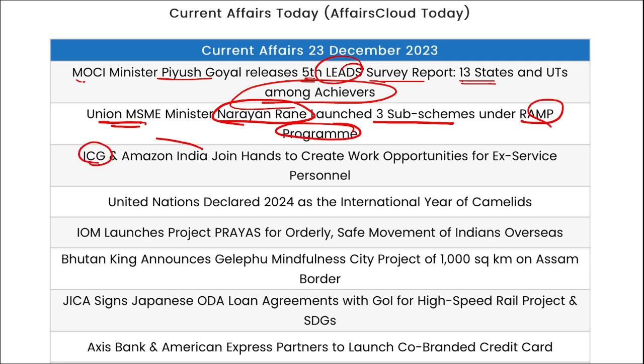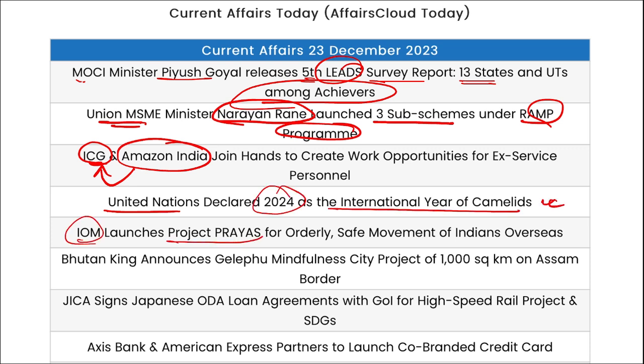Indian Coast Guard and Amazon India recently signed a memorandum of understanding where Amazon India will be providing job opportunities to the ex-personnel of Indian Coast Guard. Then the United Nations declared 2024 as the International Year of the Camelids. IOM launched Project Prayas for orderly, safe movement of Indian students overseas.